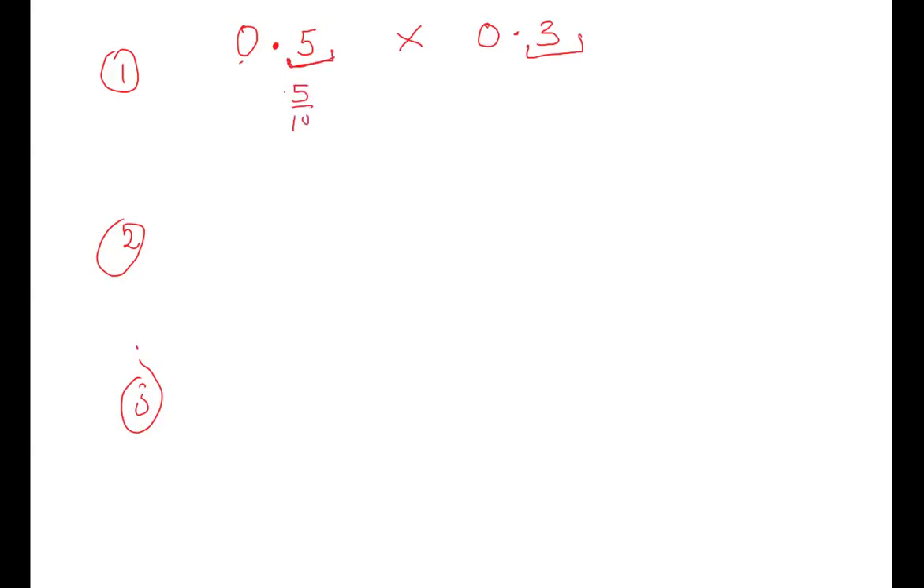5/10. 3/10. If it's like 2 decimal points, it's going to be over 100. 3 decimal points, it's going to be over 1,000. That's it. Okay, so this is 15 so over 100. So it gives you what? That gives you what? 15 over 100. That gives you 0.15.